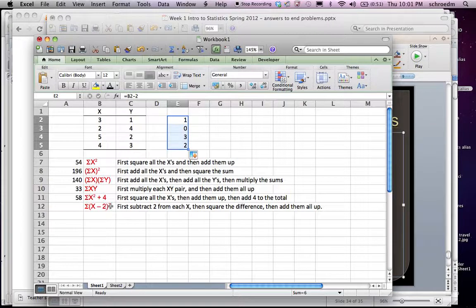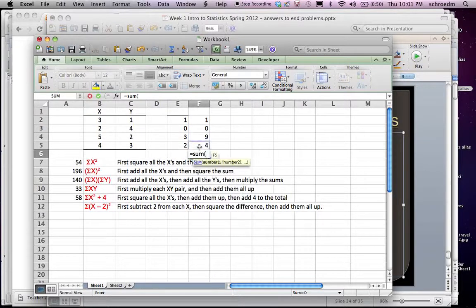Now, my next thing I do is I have an exponent. So I'm going to square all these. 1 squared is 1, 0 squared is 0, 3 squared is 9, and 2 squared is 4. Now once I have that, my last step is to add them all up. And I get a value of 14.